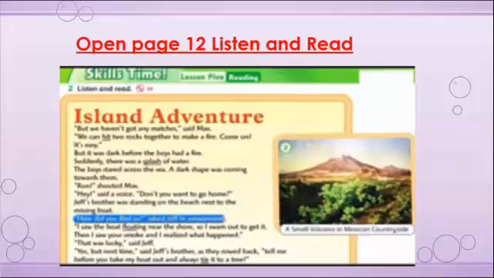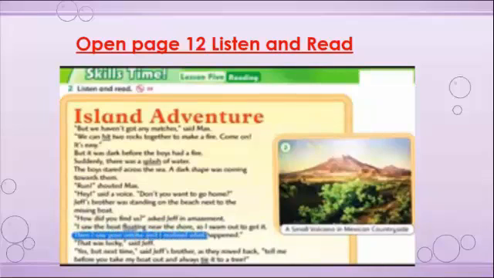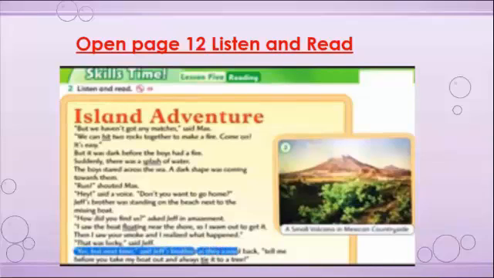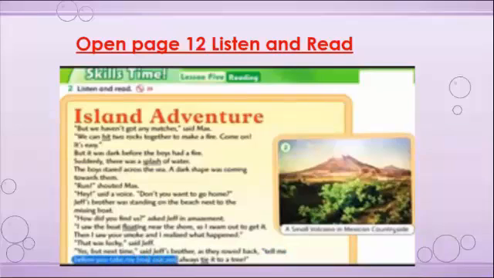asked Jeff in amazement. "I saw the boat floating near the shore, so I swam out to get it. Then I saw your smoke, and I realized what happened." "That was lucky," said Jeff. "Yes, but next time," said Jeff's brother as they rowed back, "tell me before you take my boat out, and always tie it to a tree."